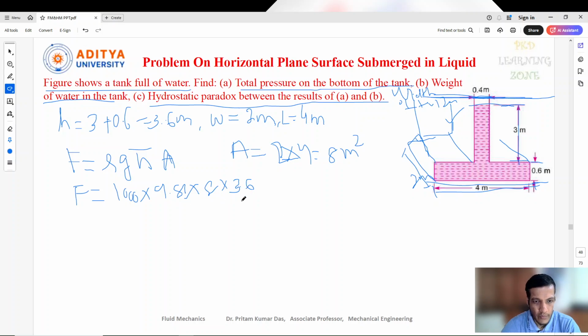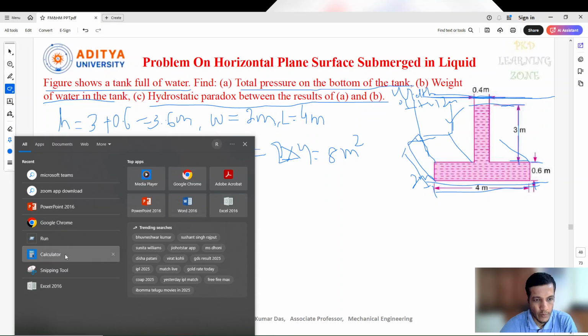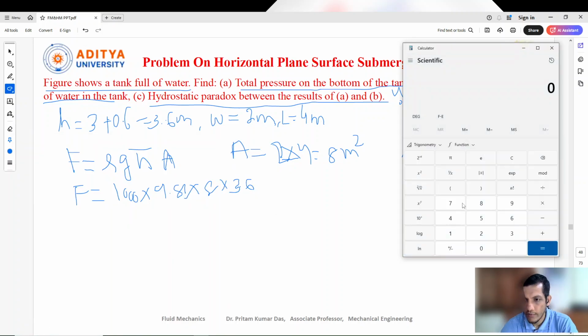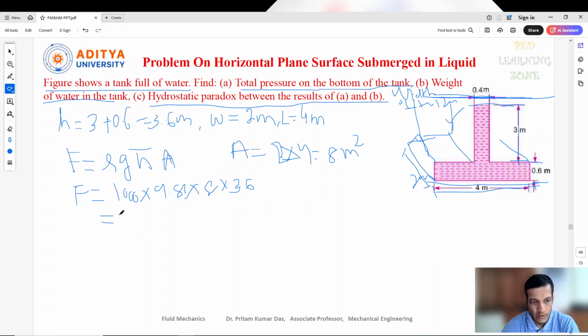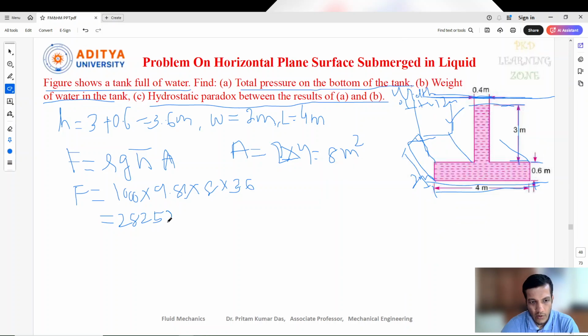Now if you multiply all these things, with the help of calculator we can calculate how much it will come. 1000 into 9.81 into 8 into 3.6, that is 282,528, and this is in Newton. So this much force is acting on it.